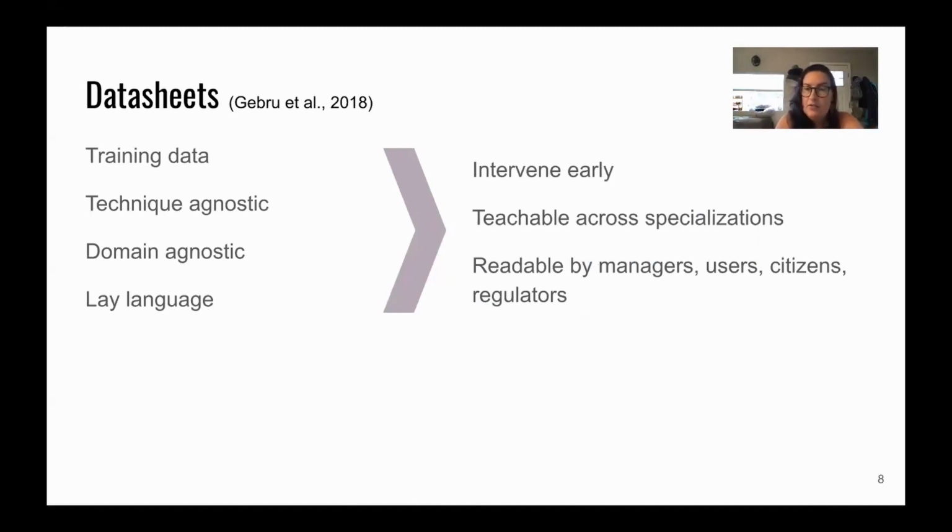The fact that it's for training data, it's technique agnostic and domain agnostic, and is written in lay language, means that first, they intervene early in training data curation, also when they update models and things may have changed. It's also teachable across specializations in an introduction class to ML engineers that may go on to do all kinds of techniques in all kinds of industries. And it's also legible to managers, users, citizens, regulators, because it's in lay language.